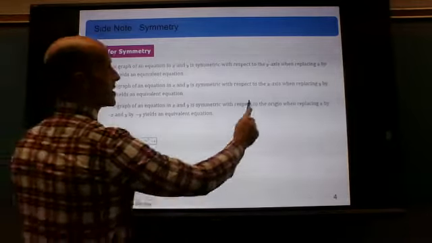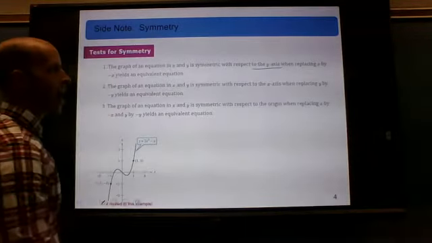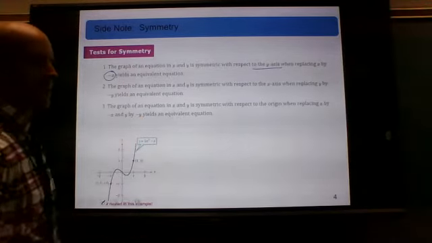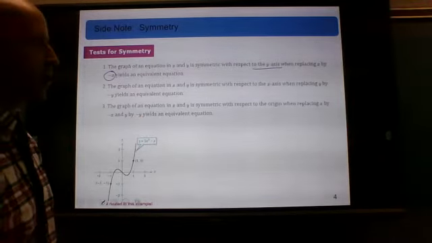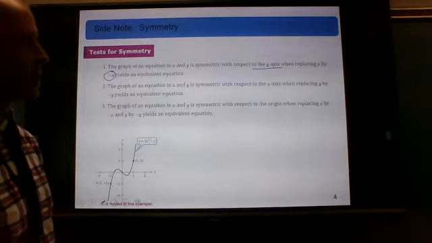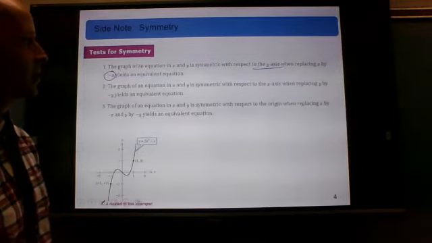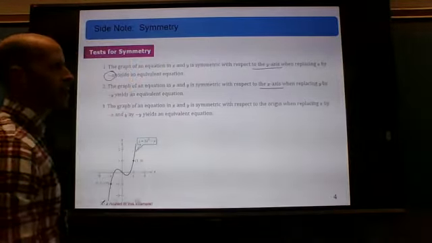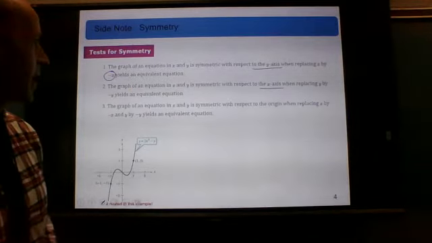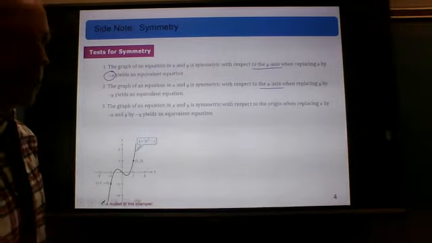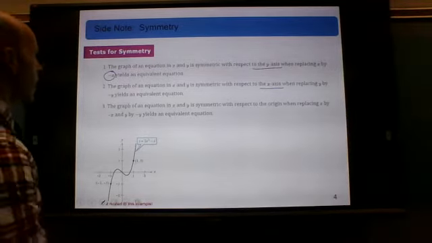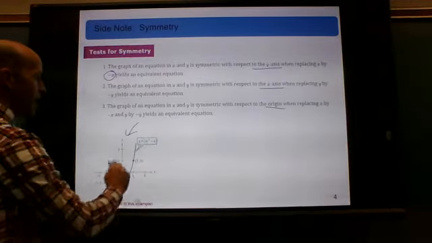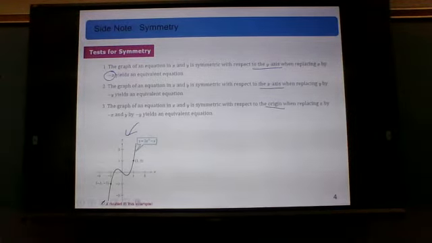One of those is a symmetry with respect to the y-axis, and for a symmetry with respect to the y-axis, you plug negative x into the equation, and hopefully you will get out the exact same equation. The second would be a symmetry with respect to the x-axis. For a symmetry with respect to the x-axis, you replace the y with a negative y, and hopefully you'll get an equivalent equation. And then the third option is an origin symmetry, which is what I have down here. This is actually an example of an origin symmetry.